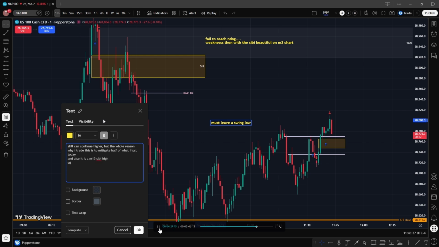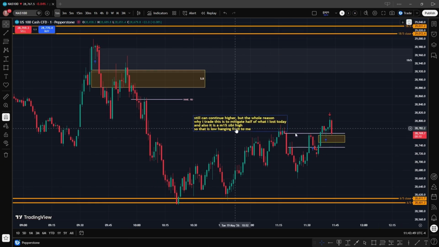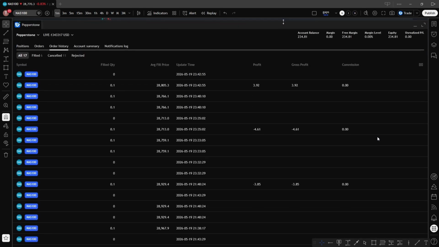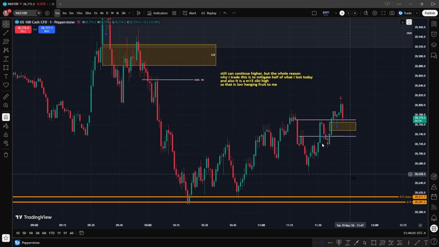And you can see right there, I took that small scalp because it's at the 15-minute CB. It's a 15-minute CB high, so that's lowest hanging fruit objectives. And there we go, mitigated the loss I incurred in the morning.